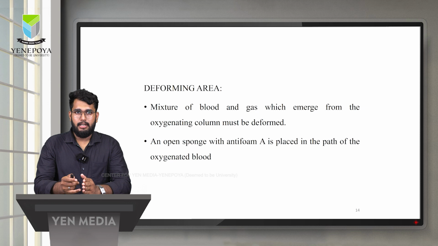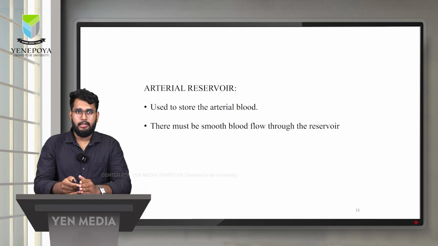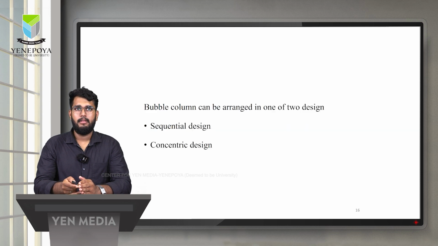So to defoam the blood, an open sponge with antifoam A is placed in the path of the oxygenated blood, and this oxygenated blood after defoaming goes to the arterial reservoir. The arterial reservoir is used to store the arterial blood. There must be a smooth blood flow through the reservoir.